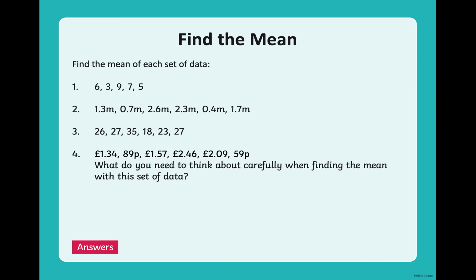Okay? Alright, so let's find the mean of each set of data. Now, the sets of data, as you can see, some of them have symbols with them, like the second one has meters and the fourth one has pounds. And the first and the third do not have any symbols next to them, which tells us it's just a series of numbers. Okay? So what do we need to think about when we find the mean of this set of data?